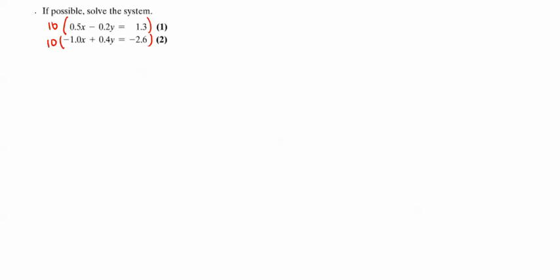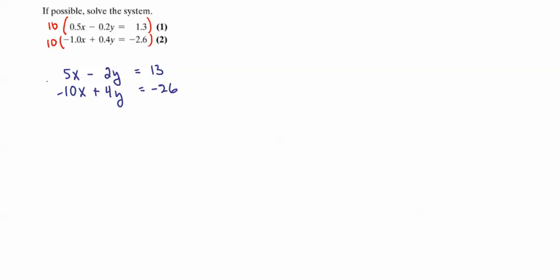right in each term. So the first equation, 5x minus 2y equals 13. Second equation, we're moving the 1.0 decimal place to the right. It's going to become negative 10x plus 4y equals negative 26.